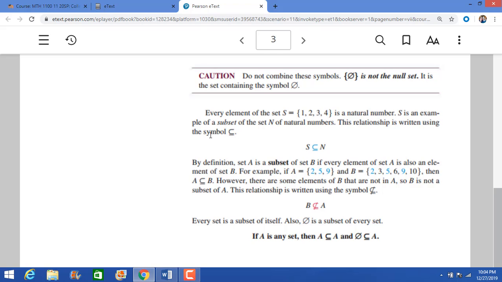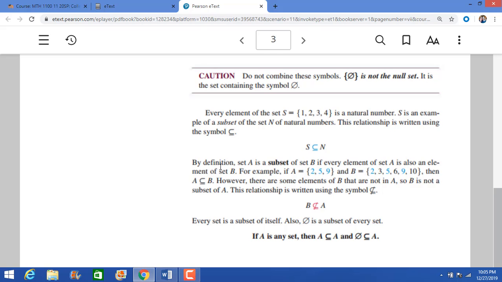Okay, now every element in the set S, which is 1, 2, 3, 4, is a natural number. So S is an example of a subset of the natural numbers N. Okay, now how do we represent a subset? By using this symbol here. This means subset. So if we want to take this set and represent a subset of the natural numbers, we would just say S, use this symbol, N. And so what this means is S is a subset of N.